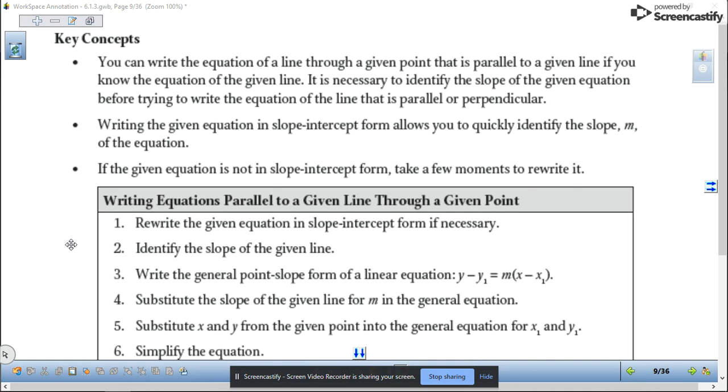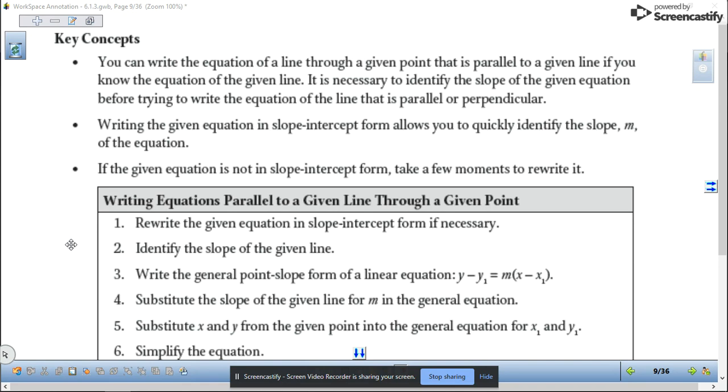So, key concepts. You can write the equation of a line through a point that's parallel to a given line if you know the equation of the given line. It is necessary to identify the slope of the given equation before trying to write the equation in either parallel or perpendicular. Okay, writing equations parallel to a given line through a given point.